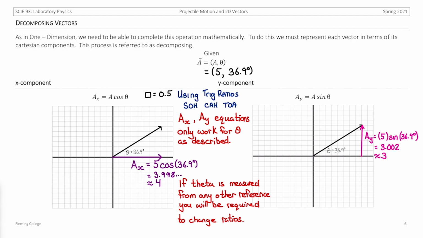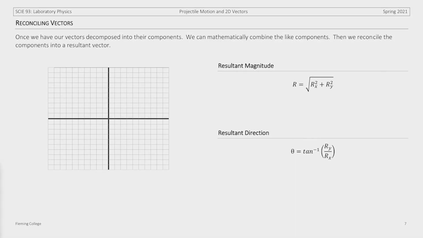I often find it's easier to encourage students to just change the angle to being relative to the positive x-axis, which means often when we're working with angles, we are either going to be adding 90, 180, 270, or subtracting 360 from them in order to get a proper angle. The opposite of decomposing a vector into its components is reconciling the components of a vector back into its magnitude and direction. So again, we're going to look at a sketch here.